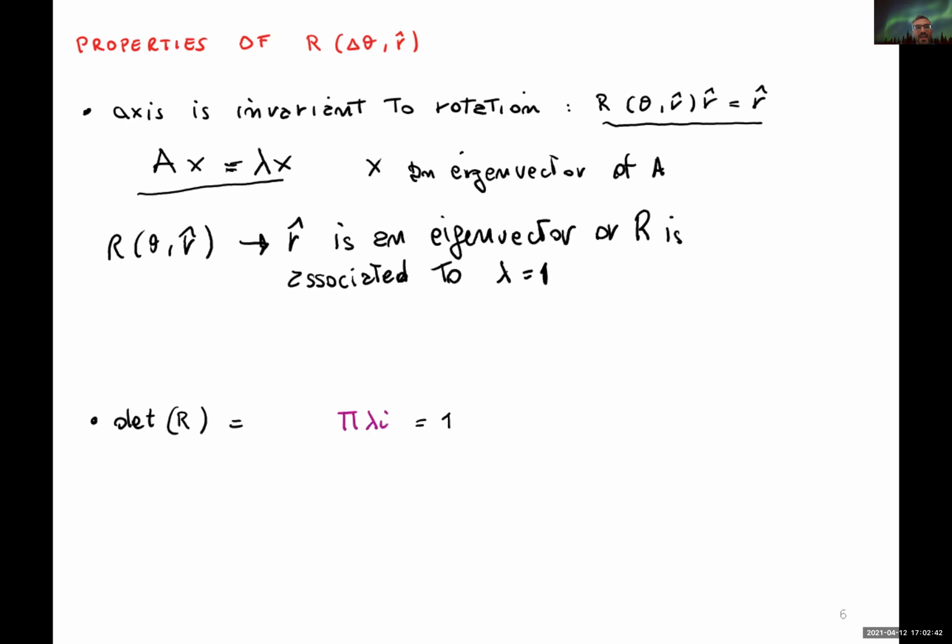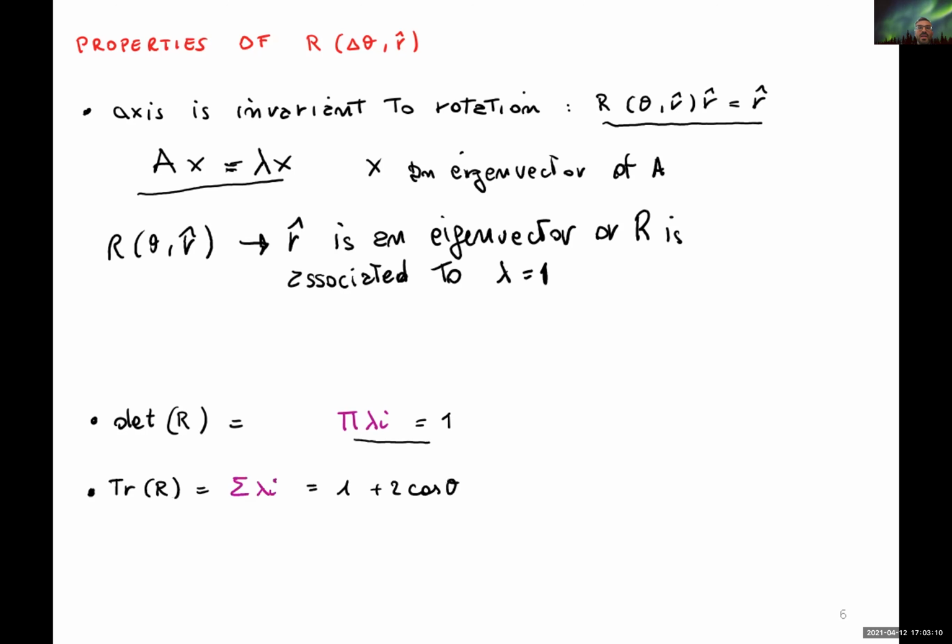Another property is that for all matrices, the determinant of the matrix is equal to the product of the eigenvalues. So we see here that since the determinant is 1, the product of the eigenvalues is 1. And also the trace of the matrix in general is the sum of the eigenvalues.